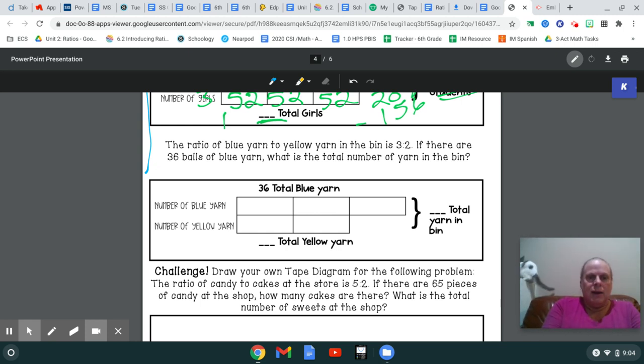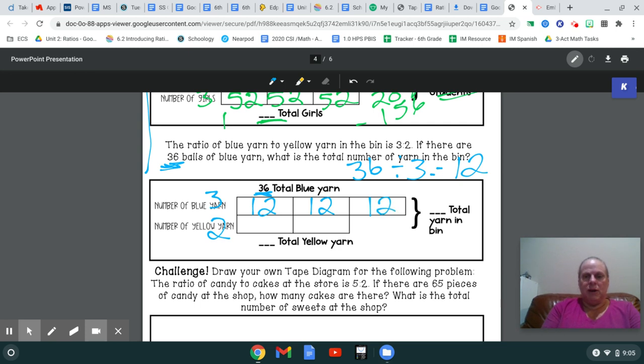Right away, I know we're going to have 3 to 2. If there are 36 balls of blue yarn, there you go, there's your 36. What is the total number of yarn in the bin? Okay, so we're going to have to think about this. If we have 3 boxes, 36 total, what's the math? 36 divided by 3 is equal to 12. That means we're going to have 12 balls of yarn in each one of these boxes.